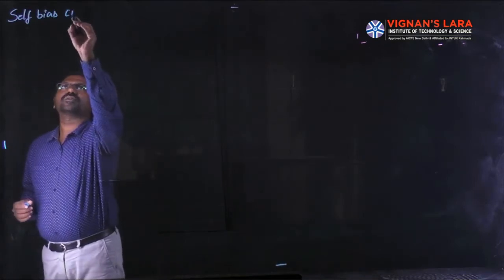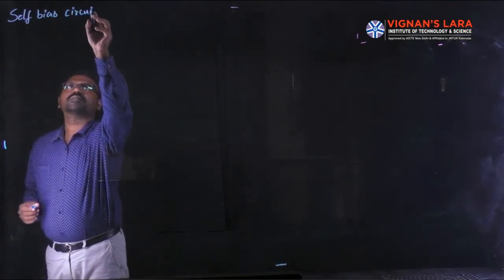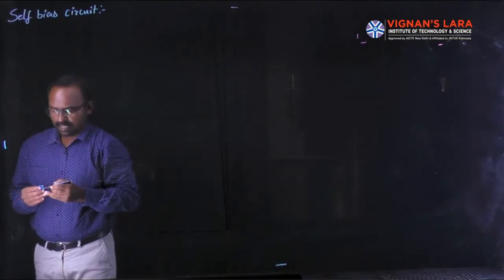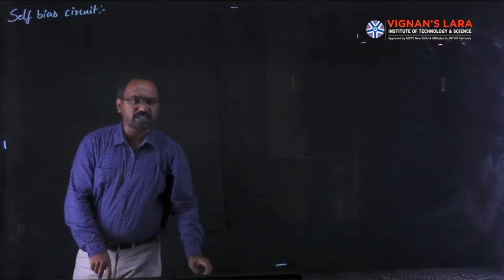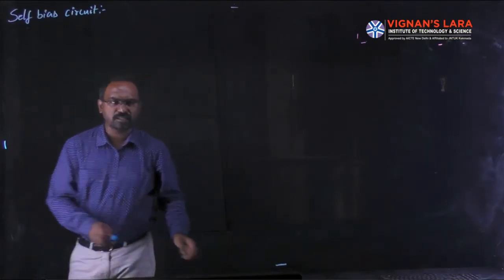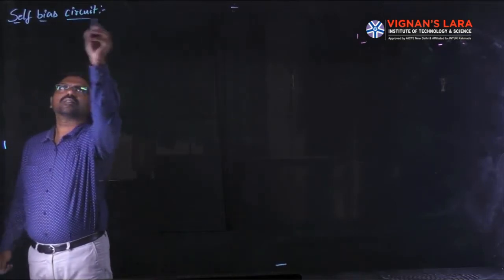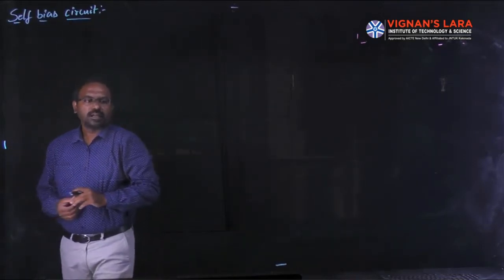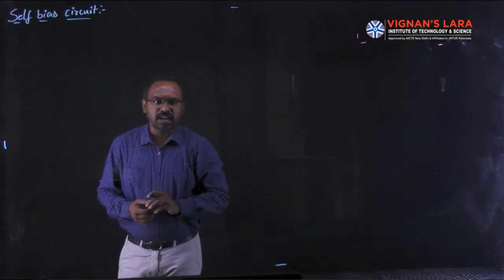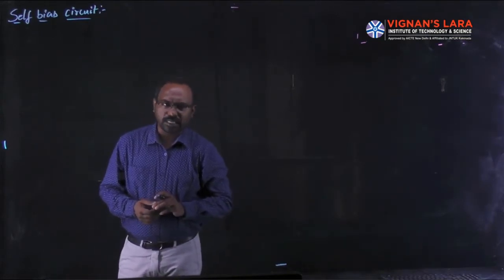Self-bias circuit. So the only difference between fixed bias and self-bias circuit is here we are having an extra source resistance RS connected between source and ground.